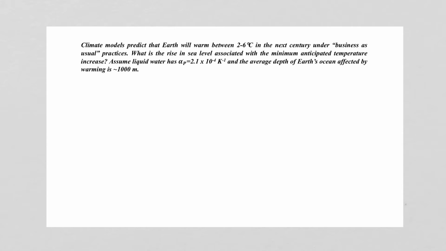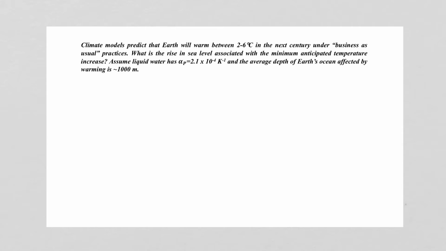So using a real-life example to work with, let's consider climate models. A lot of those climate models predict that Earth will warm between 2 and 6 degrees in the next century if we keep with our business as usual practices. So what we want to do here is to use our new tool, our expansivity coefficient, to calculate the rise in sea level associated with the minimum anticipated temperature increase. So we'll calculate it for just a 2 degree Celsius increase.